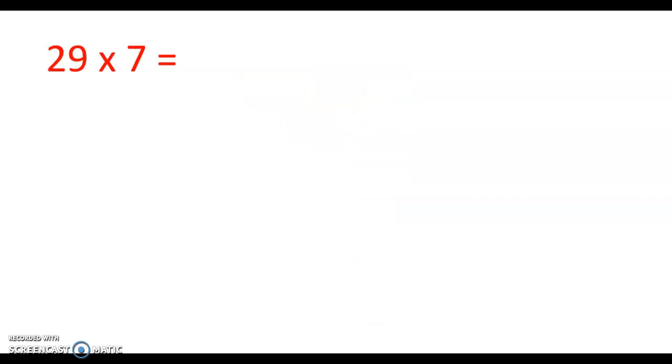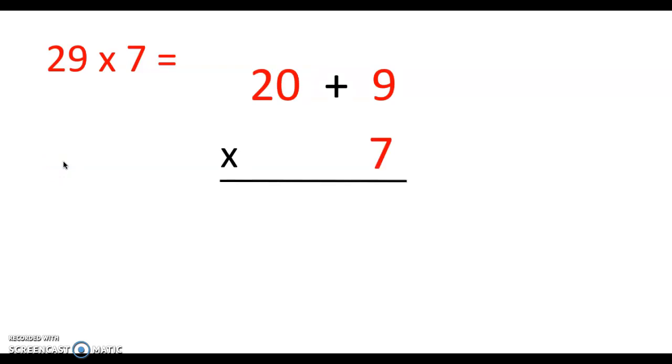We have 29 times 7. Go ahead and write it down how you're supposed to start it out. Let's see if we end up with the same thing. Alrighty, did you write 20 plus 9 with a 7 underneath? And with your multiplication, if you did, give yourself a little cheer, give yourself a pat on the back. Now, what is our next step?